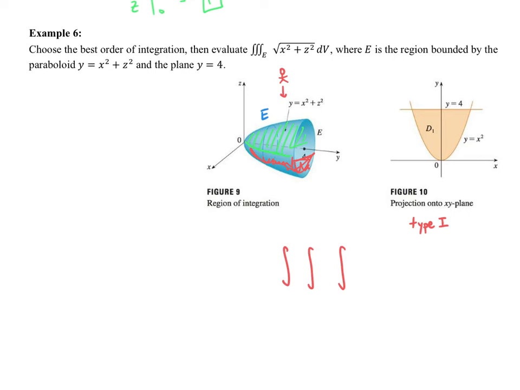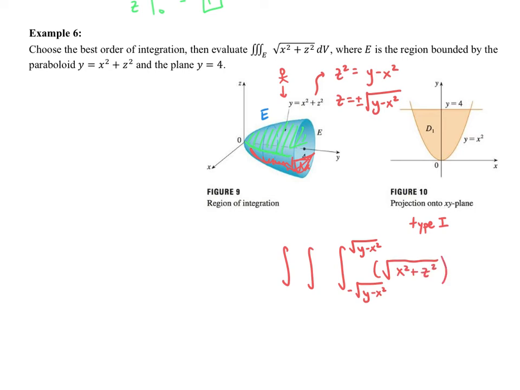So to do that, you would have to solve this for z, which is plus or minus the square root of y minus x squared. Now, that gives you the upper and lower boundary with regard to z. So this would be negative square root of y minus x squared, and this would be positive square root of y minus x squared. I'm going to go ahead and put the function in here.